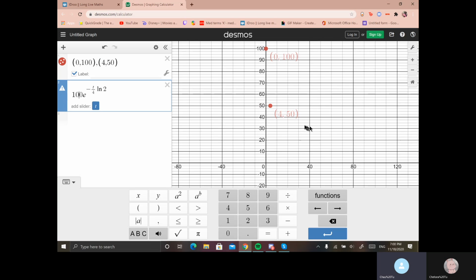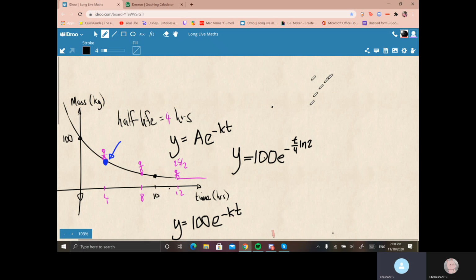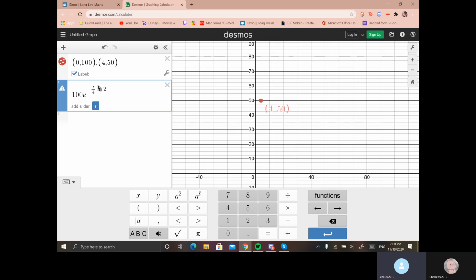Why are you using T? It's really a graph of X and Y, isn't it? T's right here. Yeah, but Desmos doesn't understand T. Desmos only understands X and Y.